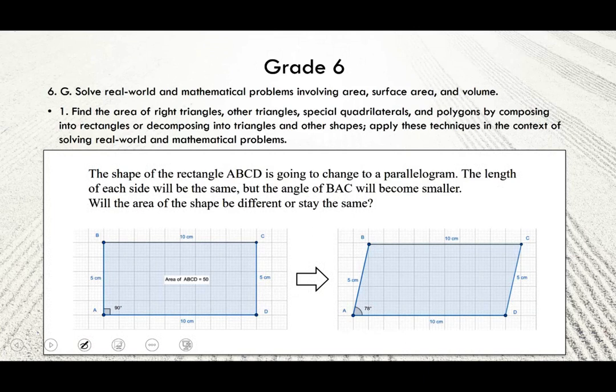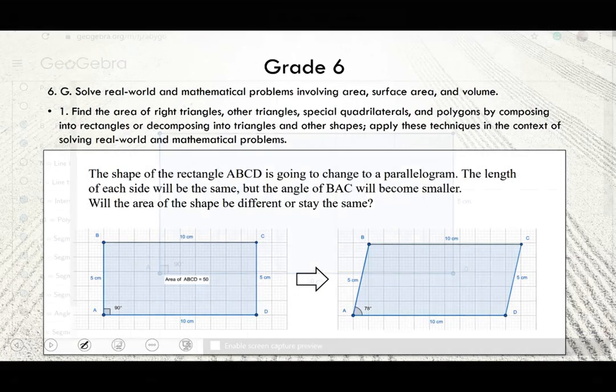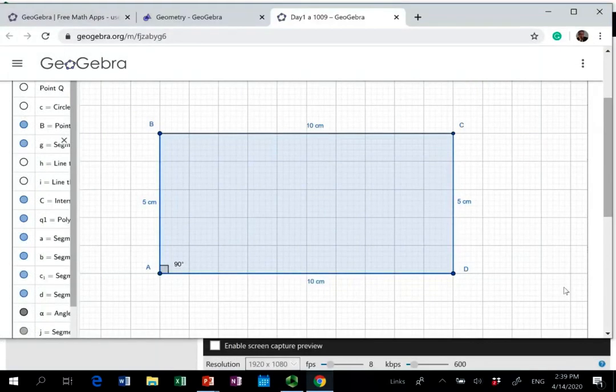Before we go to triangles, we need to look at this. This is a problem we discussed earlier. So what happens if we move a little bit?